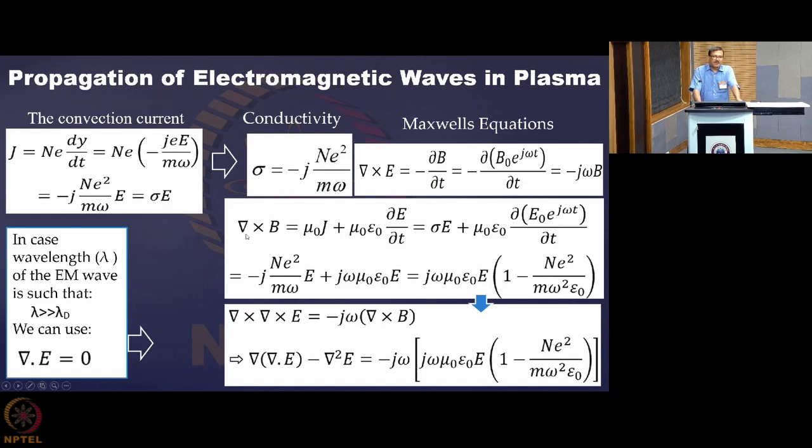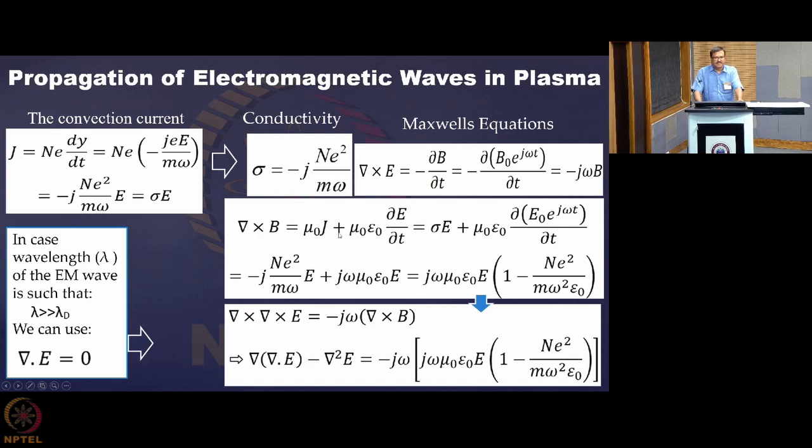Now curl of B, the second Maxwell's equation, gives you mu 0 J plus mu 0 epsilon 0 del E del t, right? So J is equal to what? J is equal to sigma E, right? So what we have done over here is, I think again there should be a J here and mu 0 should be here actually.